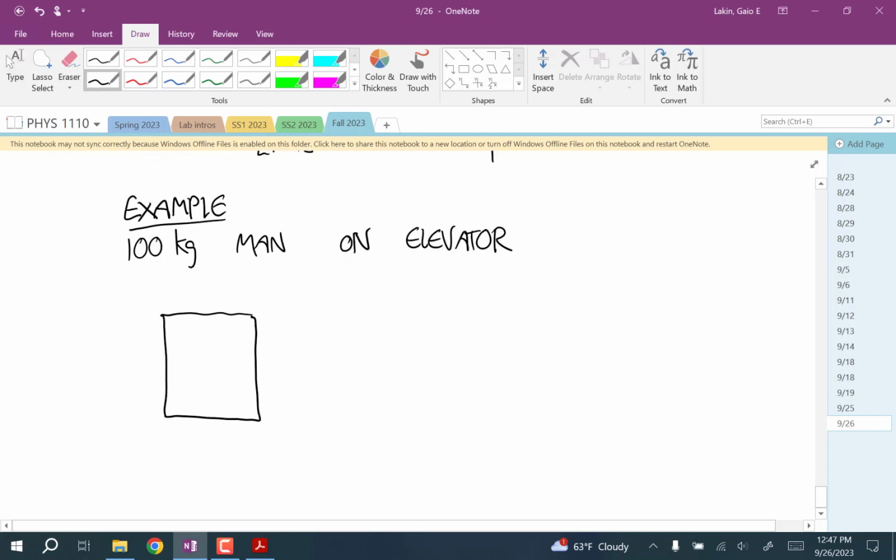Okay, so there's the elevator. There's the scale on the floor of the elevator. Here's the man. I don't know why I always draw the man this way, only in this weight section. But I've gotten really fond of this guy over the years. Okay, and this elevator is accelerating up, let's say at 2 meters per second squared.